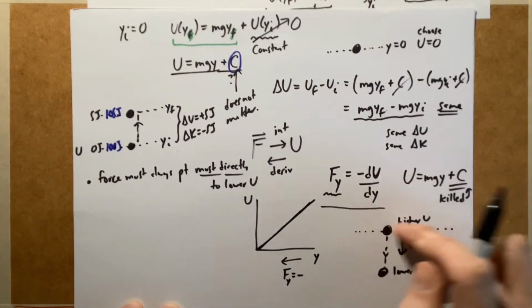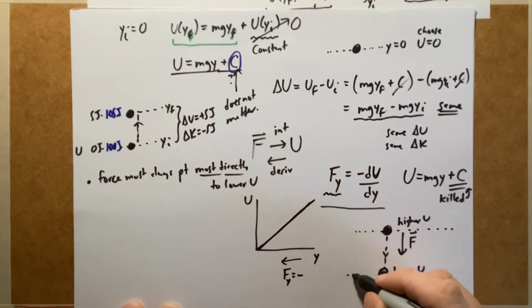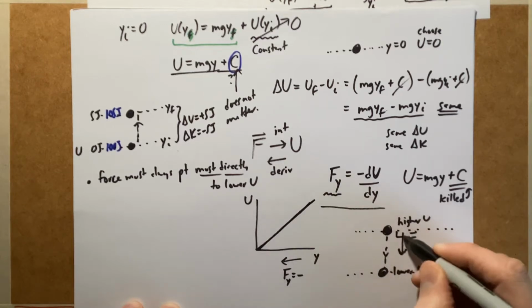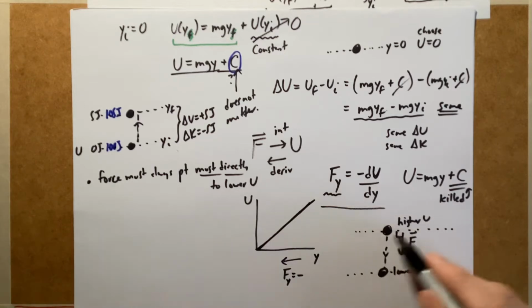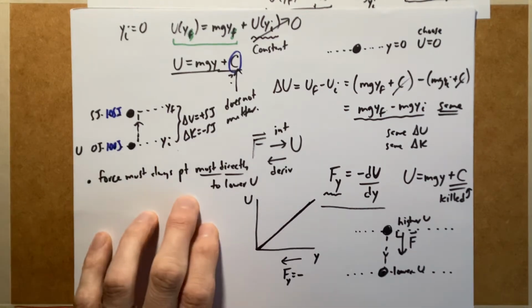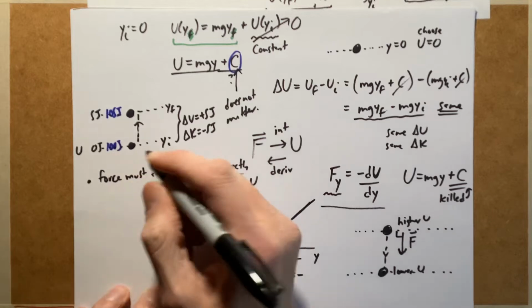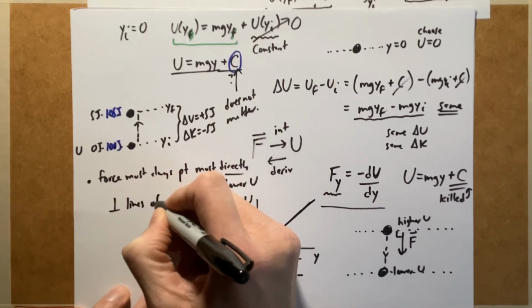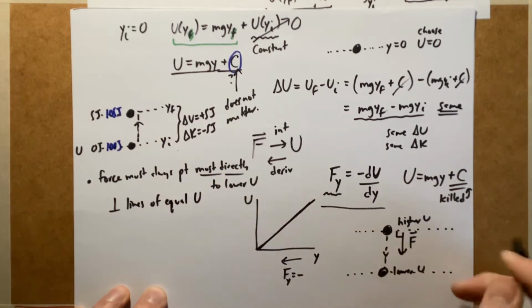The ball will have the same potential energy at any point at this same height, no matter where it is. And same thing here. So you can see that the force is actually 90 degrees to the equal potential lines here. So the force must always point most directly to lower potential energy. And in fact, a corollary to that is that it's perpendicular to lines of equal potential energy, these lines I drew here.